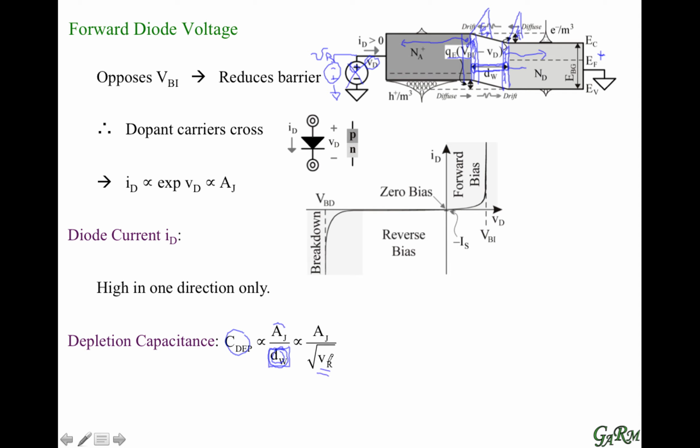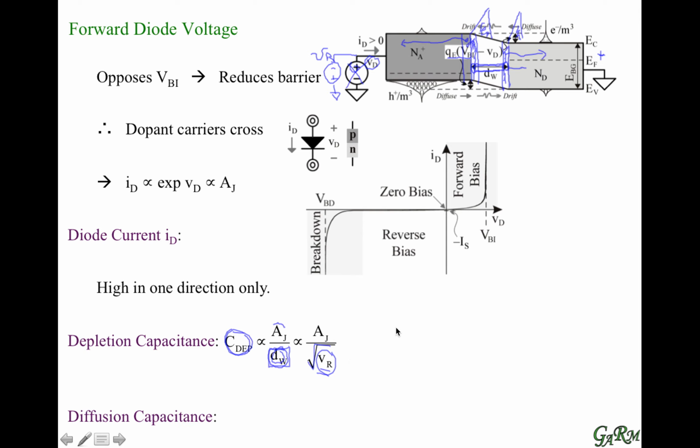So a higher reverse voltage increases the separation, de-intensifies the electric field, and as a result it decreases capacitance. It just so happens that it goes with the square root. But the main point here is that a higher reverse voltage or a lower forward voltage will decrease depletion capacitance.